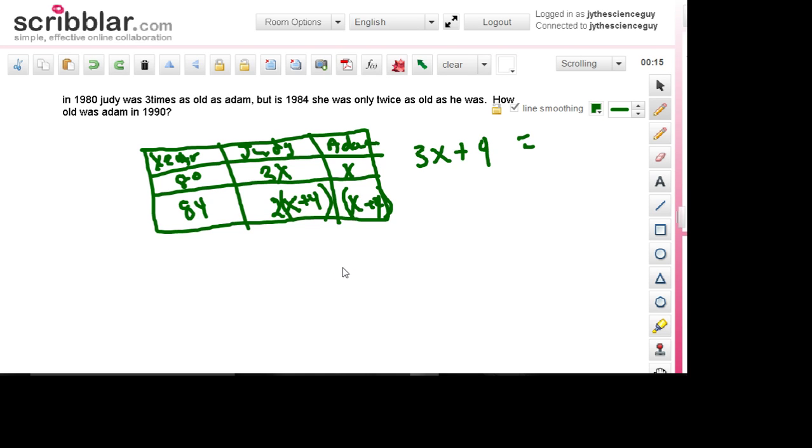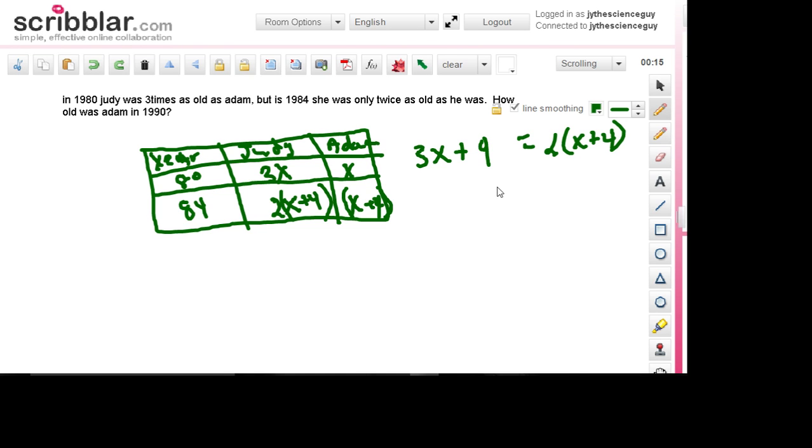Because if I add 4 years to Adam's age, and then 4 years later, she's twice as old there. That's the age 4 years later, right? So I can multiply it by 2. So then I can just set these two things equal to one another. I can say that 3x plus 4 would be equal to 2x plus 4, right? Because if I add 4 years to that, that's that age. So I can set both of those equal to one another. Now I can solve. So solve that for me.